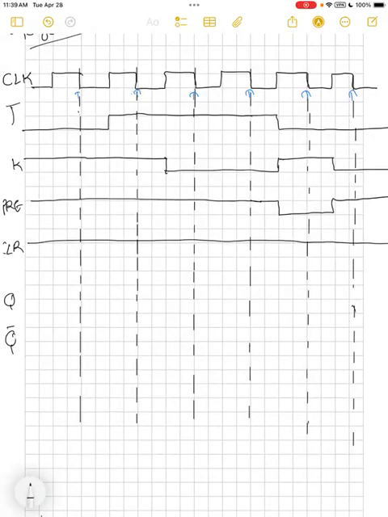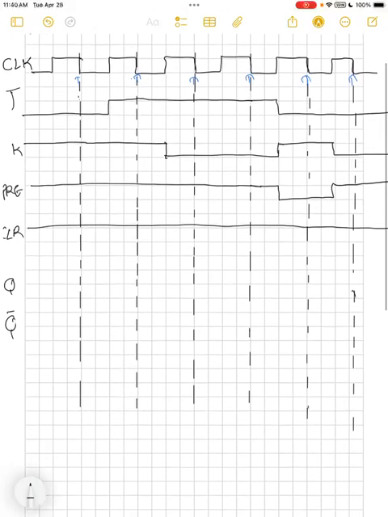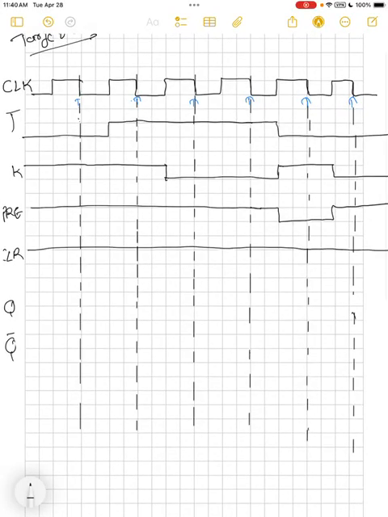Hi, so today I'm going to explain the learning target 8A, drawing and explaining the timing diagrams for flip-flops. First, I am going to explain the timing diagrams of a negative edge triggered JK flip-flop with asynchronous inputs. The flip-flop updates its output only at the falling edge of the clock, which is shown by the downward arrows.